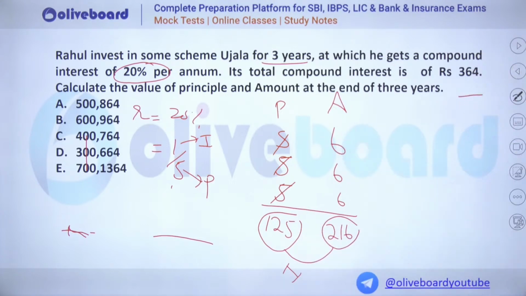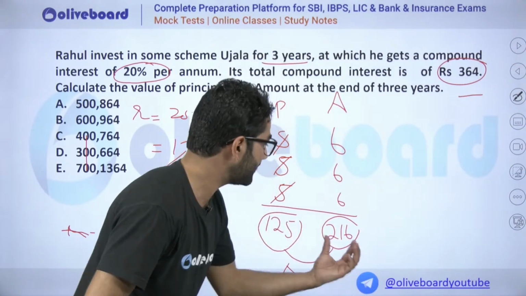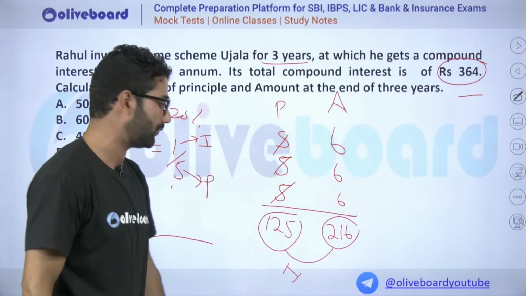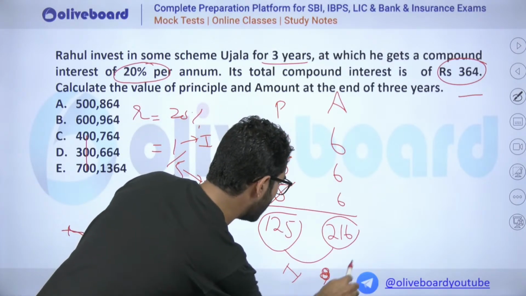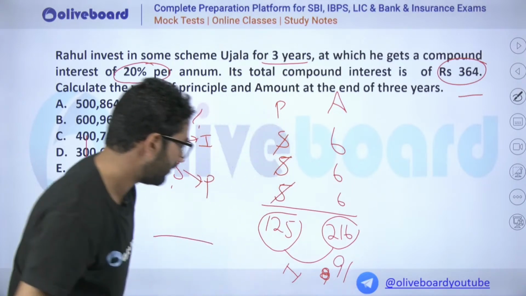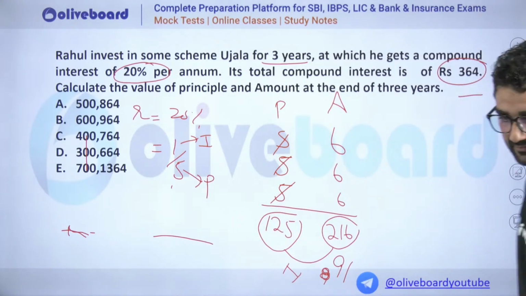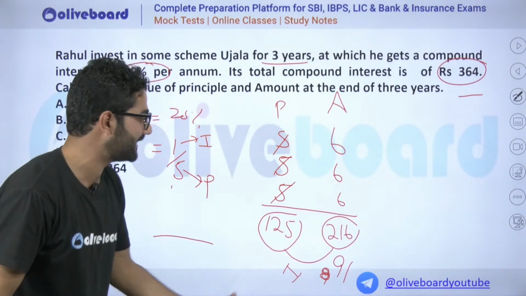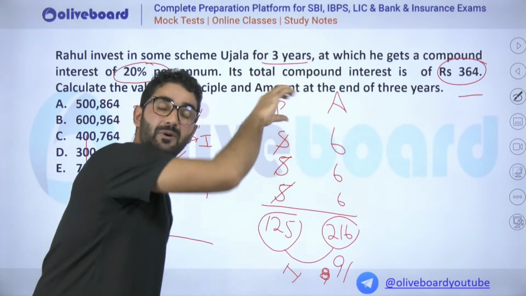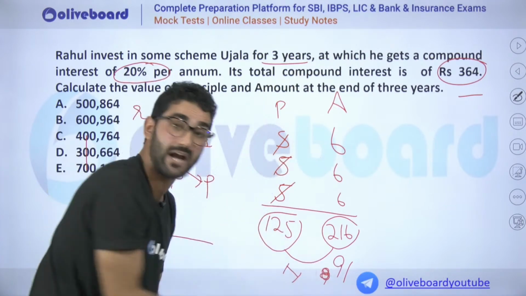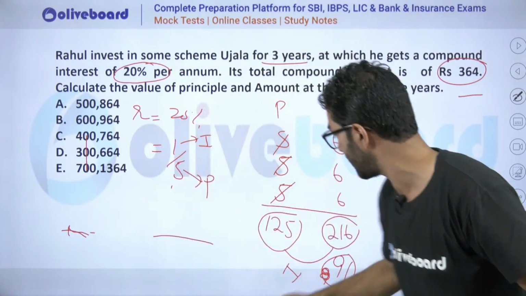Now the question has the interest given. What is the difference between them? 216 minus 125 is 91. Okay, hope it is 91. So what you got is interest: the difference between amount and principal is nothing but interest, that is 91. What value is actually given? We have been given interest. That is why I have calculated this.